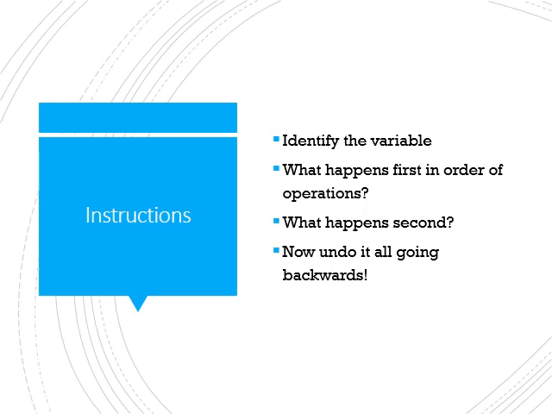Whether it's an x, y, z, or any other letter of the alphabet, you need to make sure you know what it is. Then talk about what happens first in the order of operations. Is it being multiplied or divided? And what happens second? Is it being added or subtracted? Now undo all the work going backwards. And the same thing still applies as when doing one-step equations. You have to do it to both sides of the equal sign.